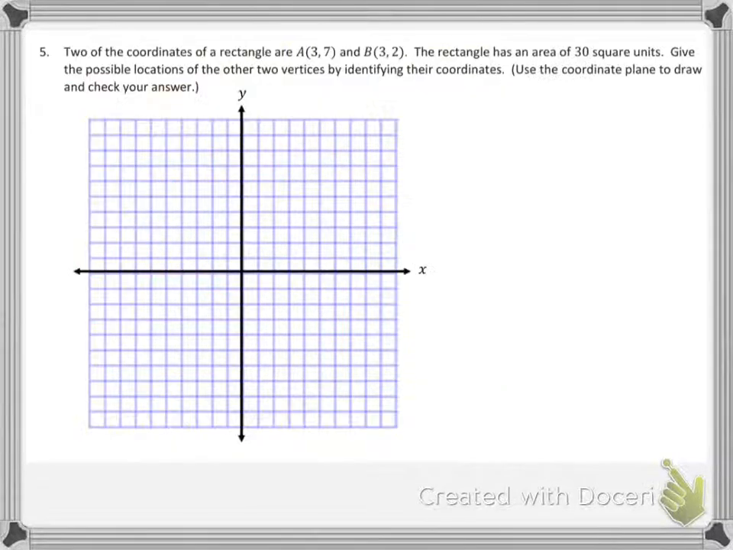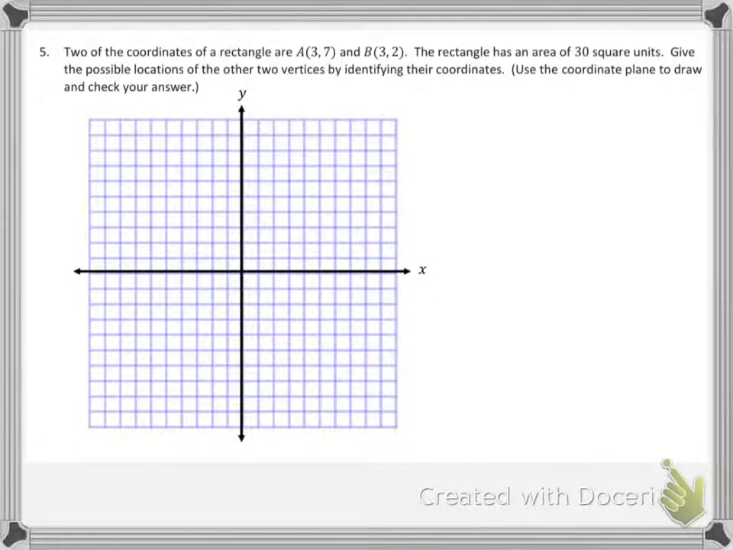All right, let's take a look at example number 5. This is example number 5. Yes, example number 5. 2 of the coordinates of the rectangle are point A, which is 3, 7, and point B, which is 3, 2.